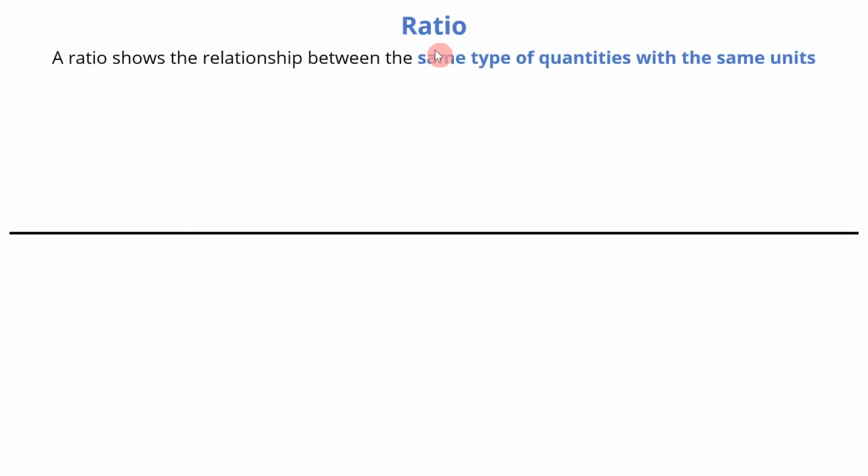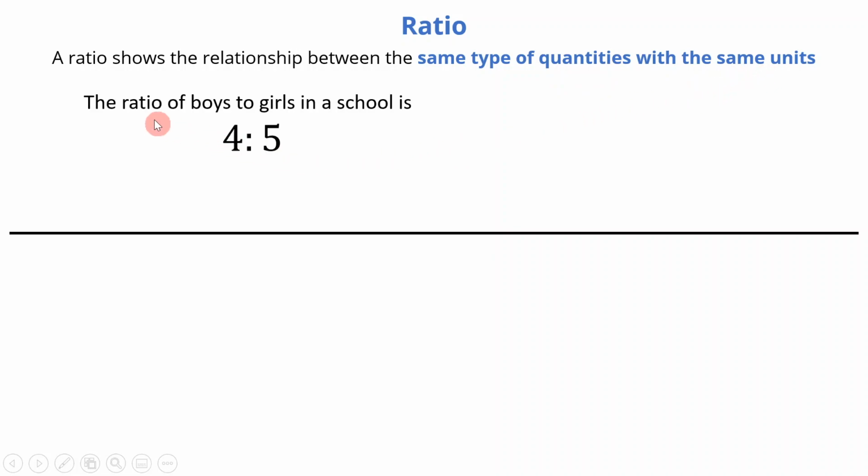So up to this point, we have been looking at ratios, and we know that a ratio shows the relationship between the same type of quantities with the same units. So, for example, the ratio of boys to girls in a school is 4 to 5. We know that this 4 and this 5 represent the same type of quantities. They're both students. Even though one is boys and one is girls, they're both the same type of quantity.